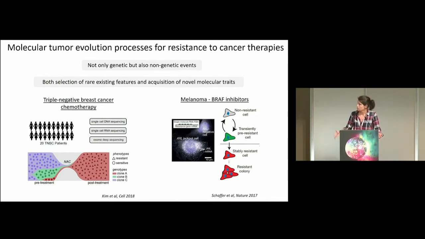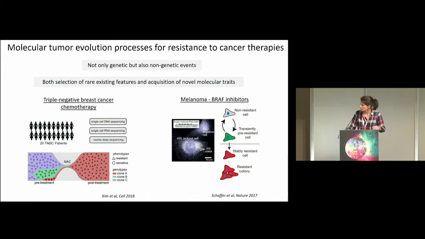So very general things, it has been clearly shown now for quite some time that in terms of molecular evolution processes, there is also a contribution of both genetic and non-genetic processes. And what's really interesting, and is of a lot of interest to us, is that you can see at the same time selection of rare pre-existing features, as well as acquisition of novel molecular traits. And this is really important if you think about the translational perspective of this, because it's not the same to treat things that already exist and target them, and to target things that are acquired along the way during treatment, for example.